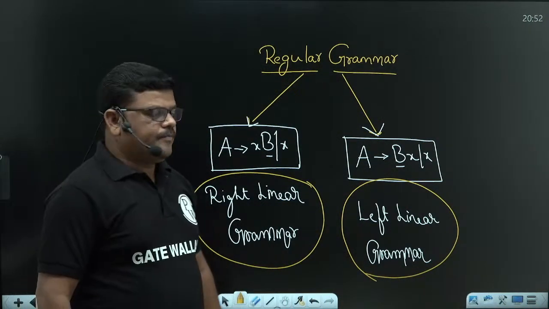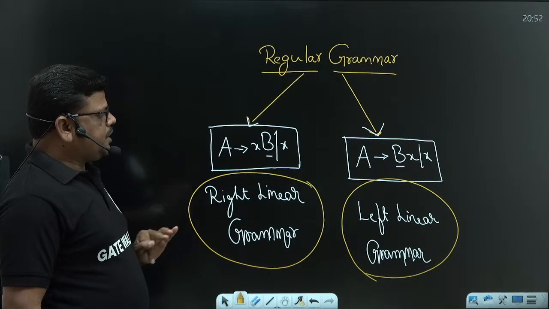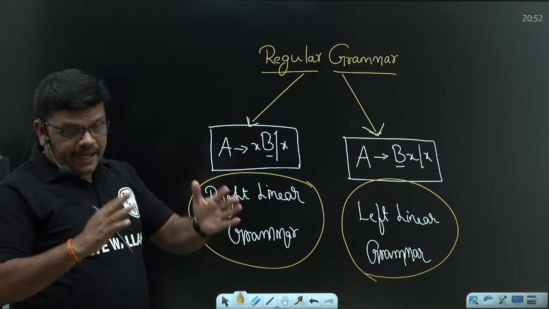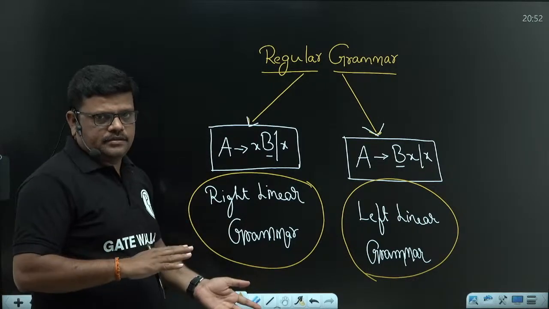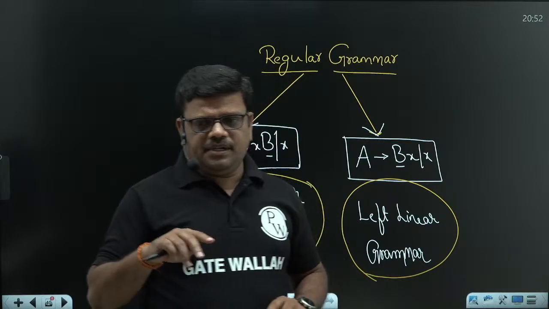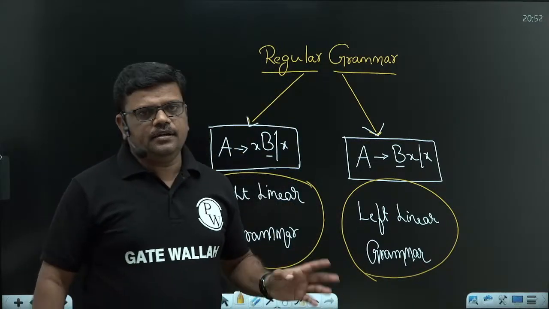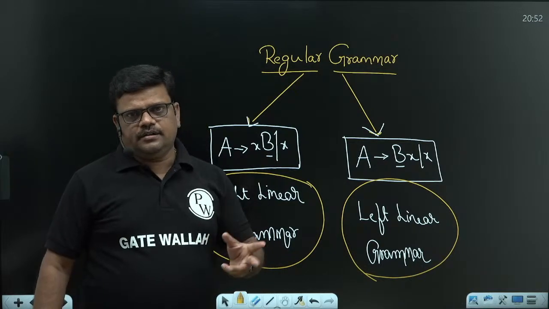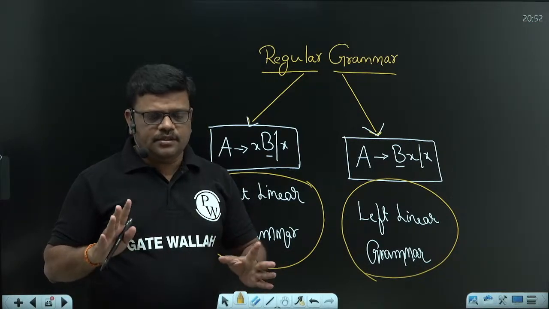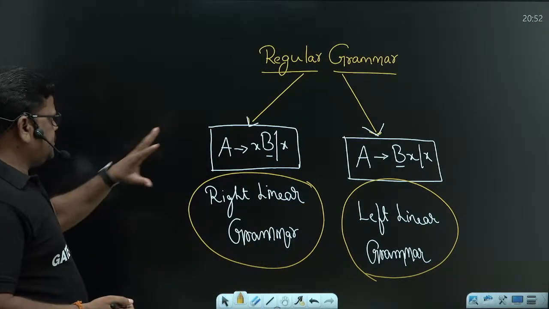Right? So this is the way. And see here, one more important thing: if you want to say a grammar is regular, it should be either left linear or right linear. Mixing of both is not allowed. A grammar that is completely right linear is regular, completely left linear is regular. If both are there, then it is not regular. This is a very important point. This is the complete structure of the regular grammar.